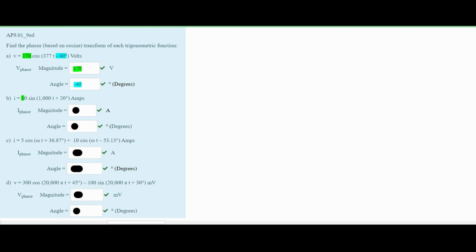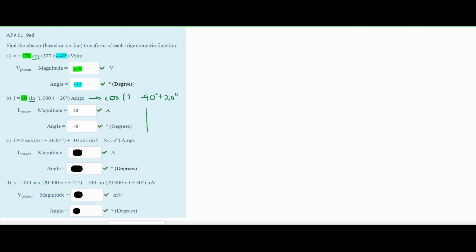Our magnitude should be this 10 because it is our V max. So this is 10 here. Now our angle is not 20 degrees. When we solve this, it has to be just like in part A, always in cosine. So not sine, but cosine. To convert sine to cosine, what we're going to need to do is subtract 90 degrees from our sine angle. So we will have a negative 90 degrees plus our 20 degrees. That means we're going to have a negative 70 degrees.